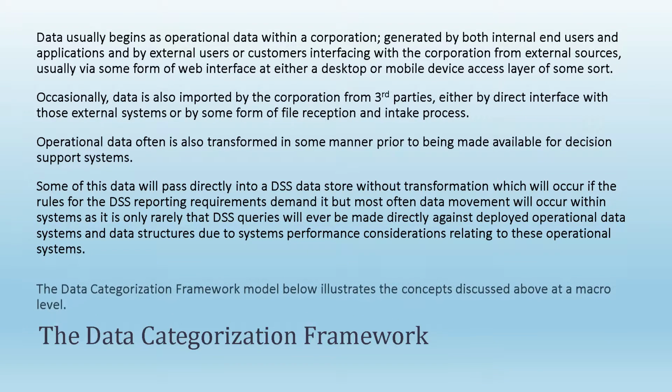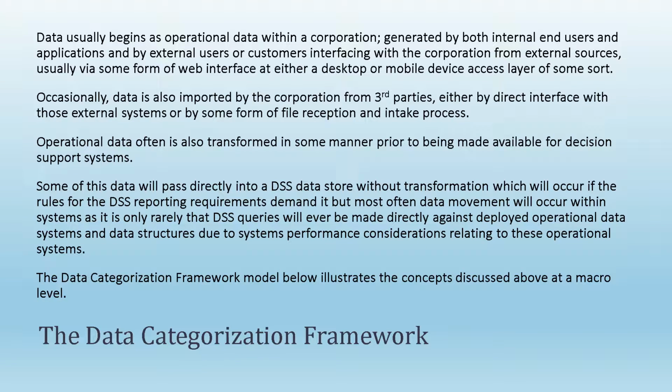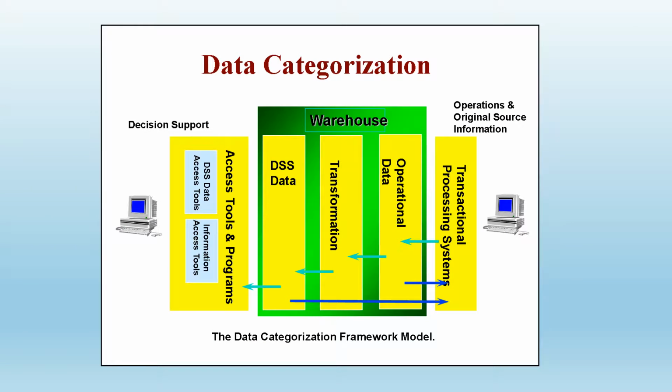The data categorization framework model below illustrates the concepts discussed above at a macro level. As noted in the graphic above, operational data can be used with decision support data for planning and analysis activities. Historical decision support data may also be used with the operational data to support daily online analytical reporting. Components of the above model are discussed in more detail below.